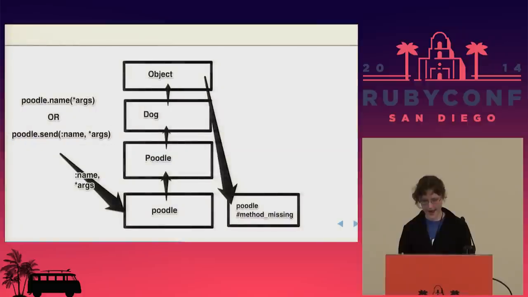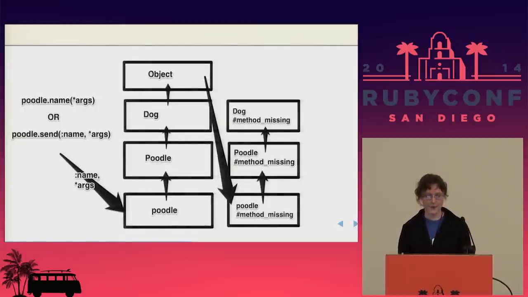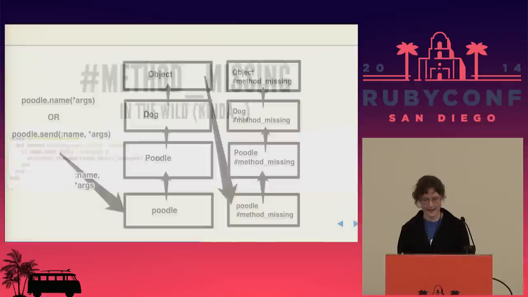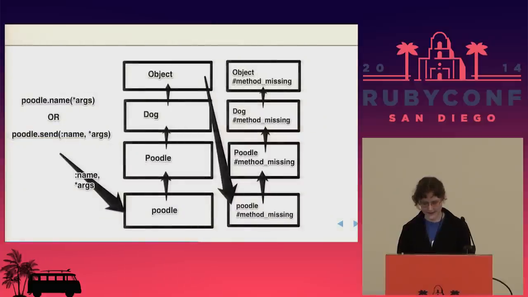So after that, it goes and looks up the method missing on the object's class, and then all the way up the inheritance chain again, all the way up to Object. If it finds nothing, it gives up and spits out a NoMethodError, and that slide is missing.